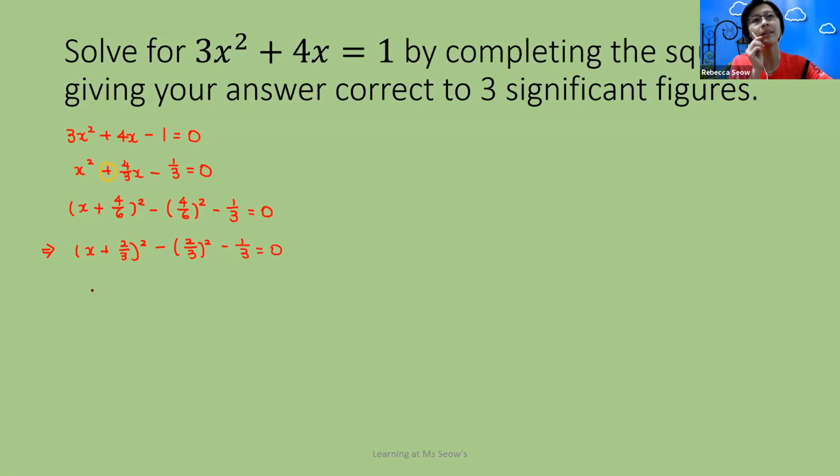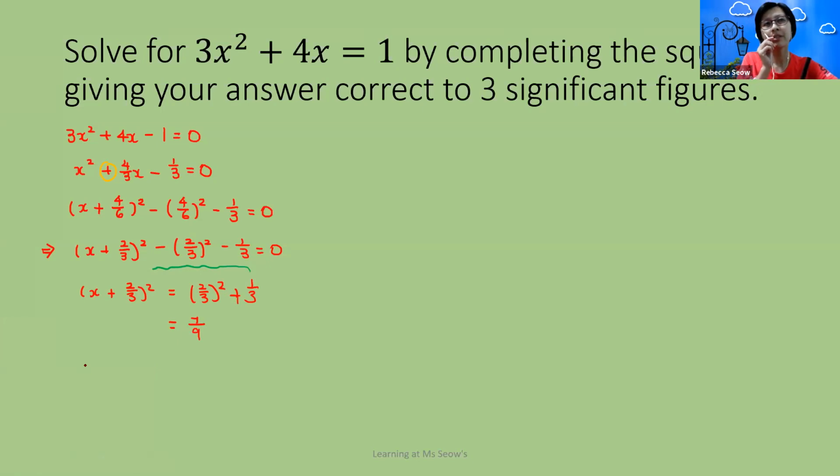Okay, now here, the values that have no unknowns, all these, I'm going to move to the right-hand side. Okay, so this is the one. I'm going to move it to the right-hand side. So the left-hand side is just left with x plus 2/3 squared. Okay, and this will give us 7 out of 9.